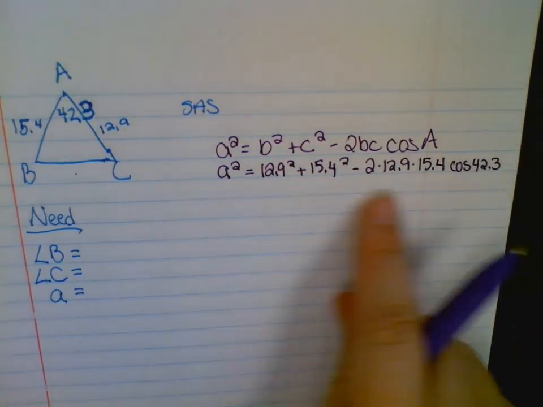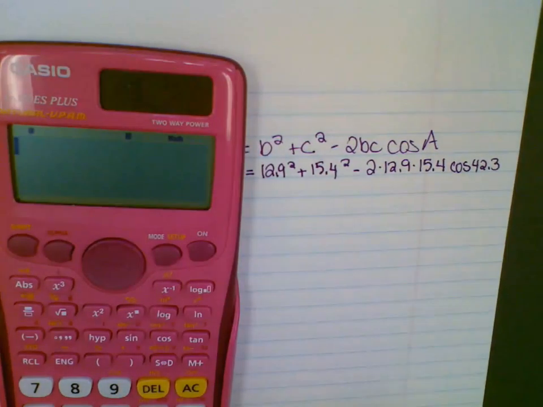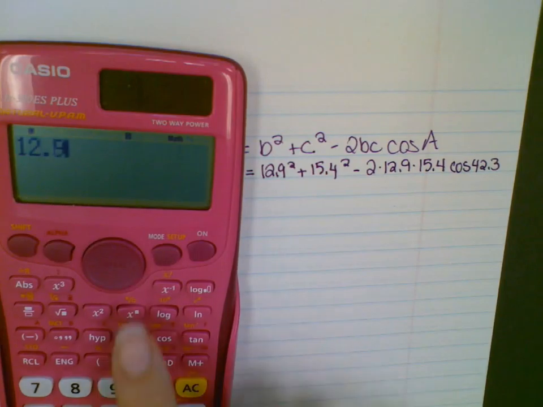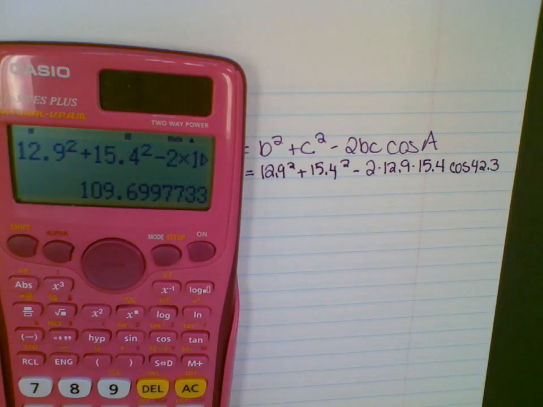Okay, so I know that's a giant, long, ridiculous math, but we can just type it straight in our calculator. So 12.9 squared, 15.4 squared, minus 2 times 12.9 times 15.4 times cosine of 42.3. Make sure you put the times there, or sometimes it does weird things.